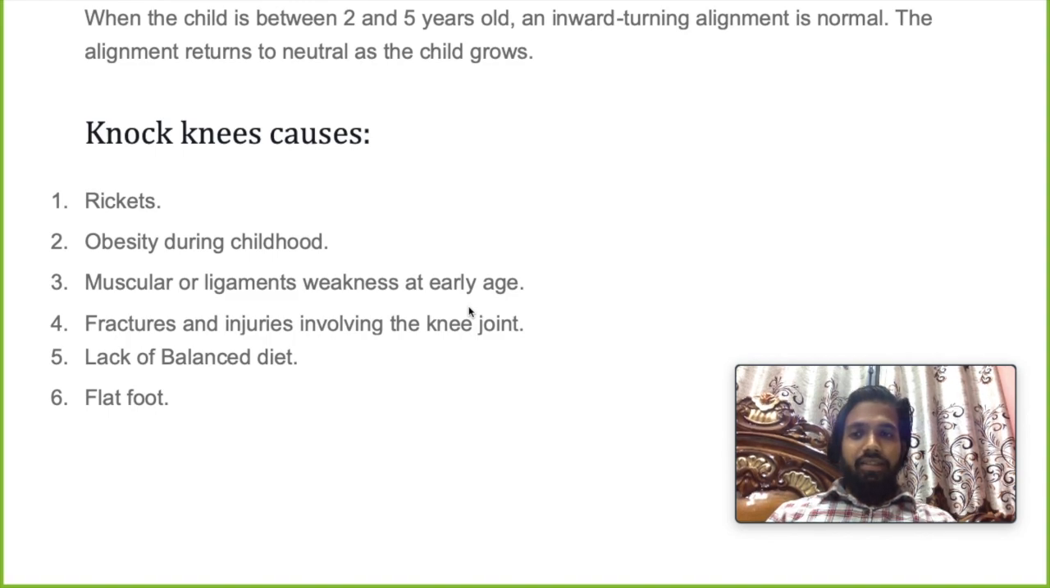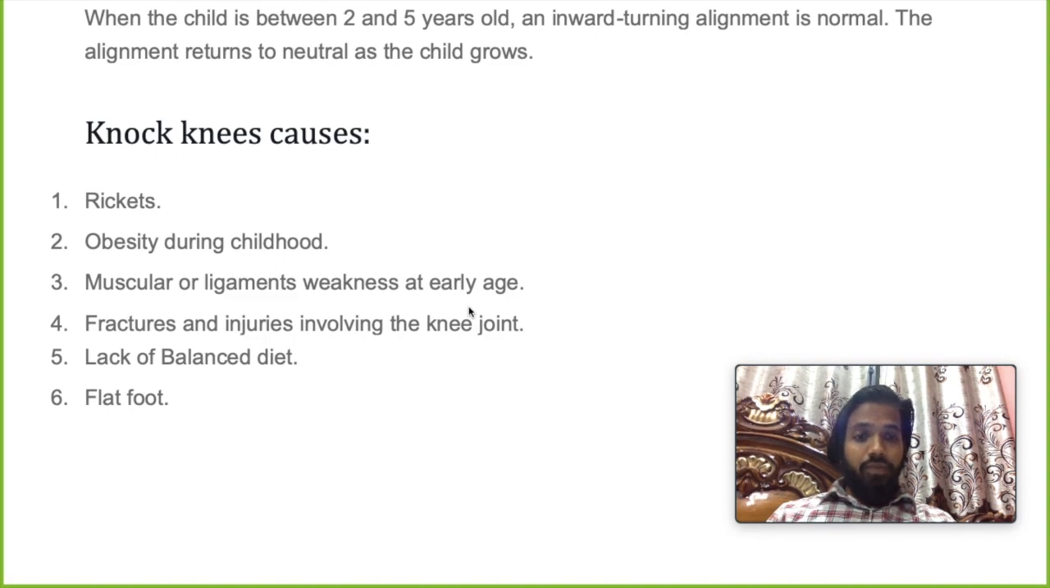The next cause for knock knee is muscular or ligament weakness at a very early age. If your muscles and ligaments are not that strong, then you are more prone to this postural deformity. If you have any kind of injuries or fractures in your legs or knees, especially in your knee joint, then you are very likely to get knock knee.